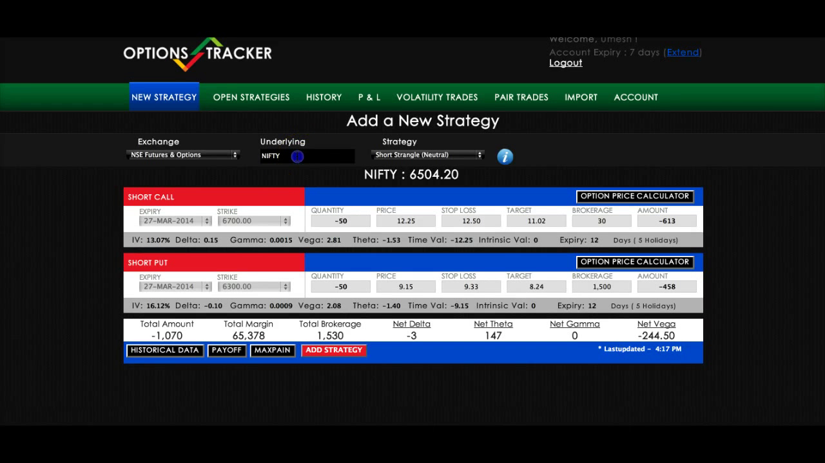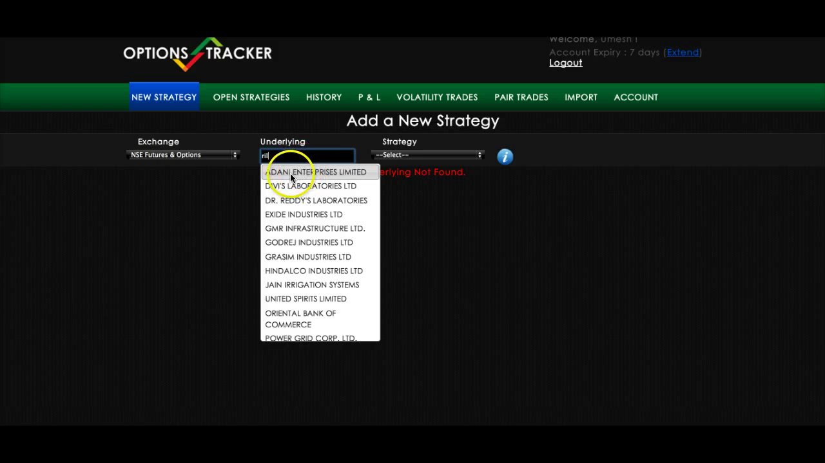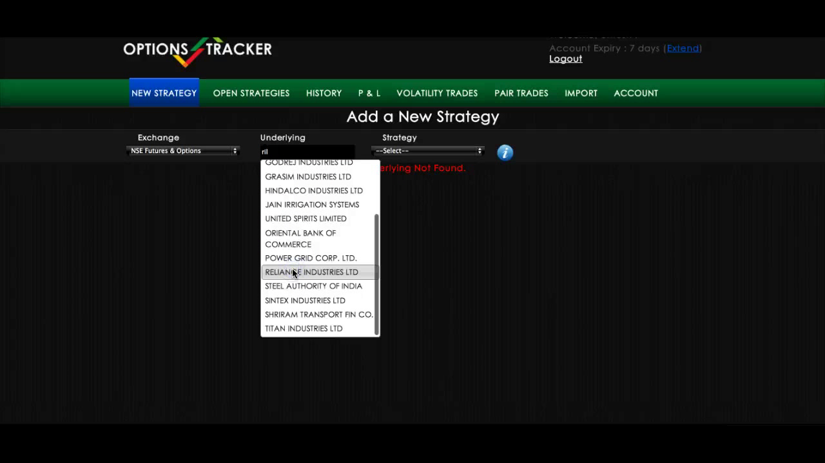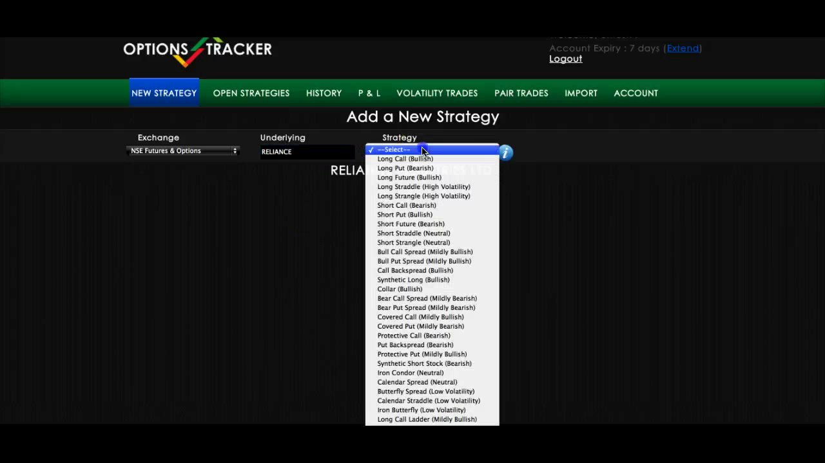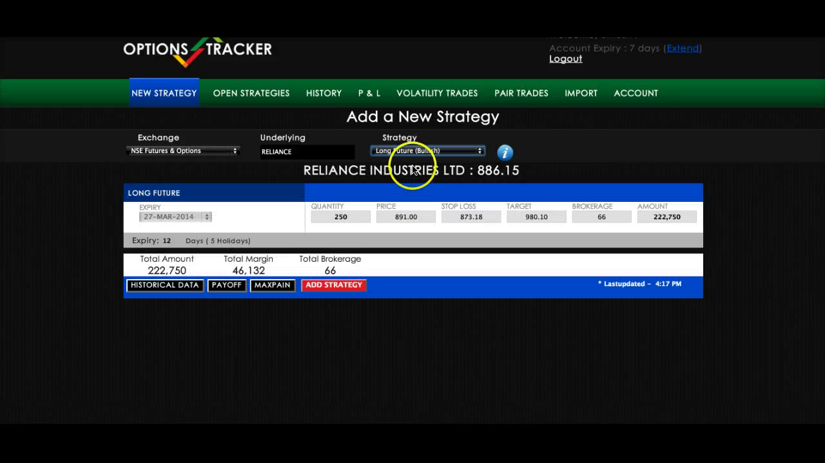So let's now see how you can change the underlying over here. Let's say you want to work in Reliance, so you can select Reliance over here, and then the name of the strategy. Let's say you want to buy a future of Reliance. So long future, long stands for buy, short stands for sell. By default, one lot automatically gets preloaded with the current price, stop loss, the target, the brokerage, and the amount.